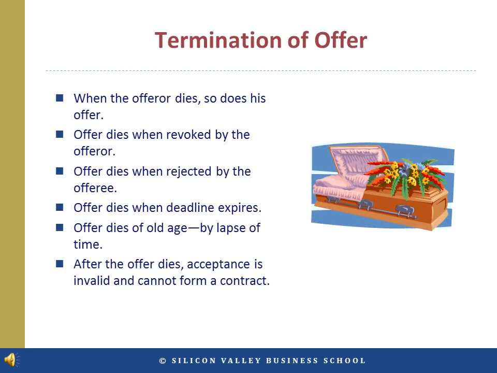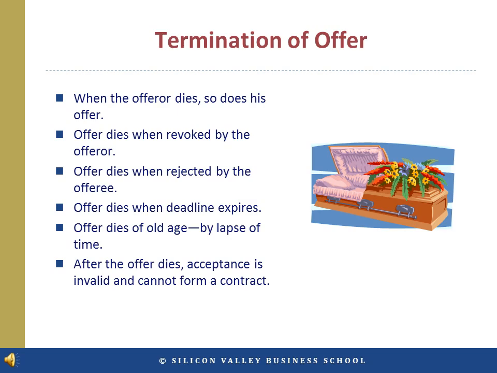When the person making the offer dies, the offer dies with him. The acceptance must be made before the death of the offeror for the contract to be formed. There are other ways the offer can die. It can die when revoked by the offeror or is rejected by the offeree. If the offer was provided with a deadline for acceptance, it dies when the deadline is met.